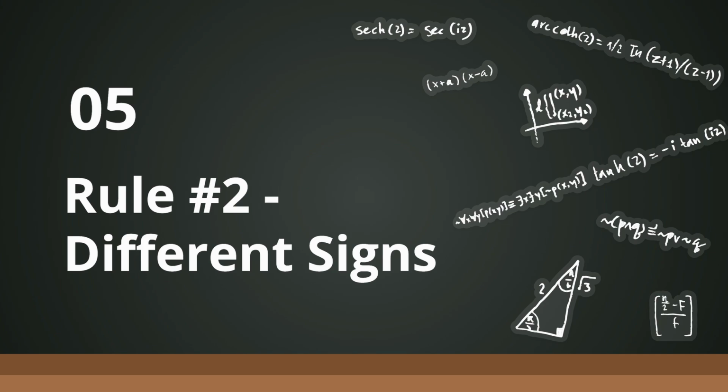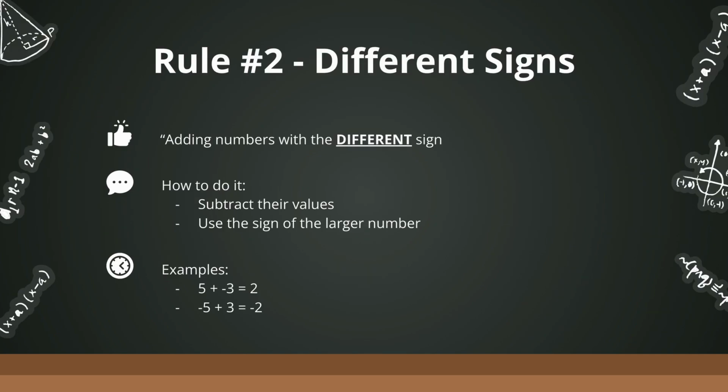Rule number 2, different signs. This is basically the same thing as the last rule, but this time we're adding numbers with different signs. So we subtract their values and use the sign of the larger number. For example, 5 plus -3 equals 2, and then -2 plus 3 equals -2.